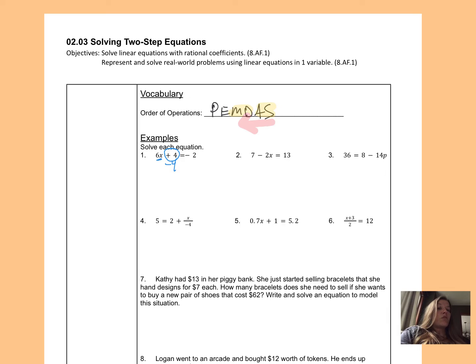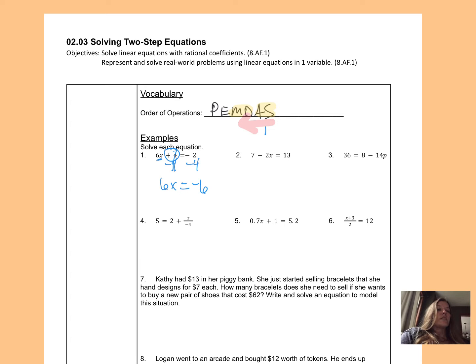Remember, we've got to keep it all balanced. So if I subtract 4 on the left, then I have to also subtract 4 on the right-hand side of that equal sign. A plus 4 and minus 4 makes 0, so that cancels out. We still have that 6x left on the left. Then I'm going to bring down that equal sign. And I'm going to combine these like terms. Negative 2 and negative 4 is negative 6.